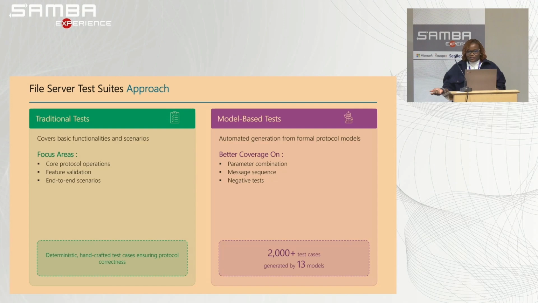So session establishment ordering, durable handle reconnects, lease break timing. So scenarios where the sequence of messages matters as much as the messages themselves. Between the 2 approaches, we have over 2,000 test cases backed by 13 protocol models. They're complementary. So the traditional give us targeted coverage of specific requirements, and the model-based give us breadth and help us find unexpected corner cases.